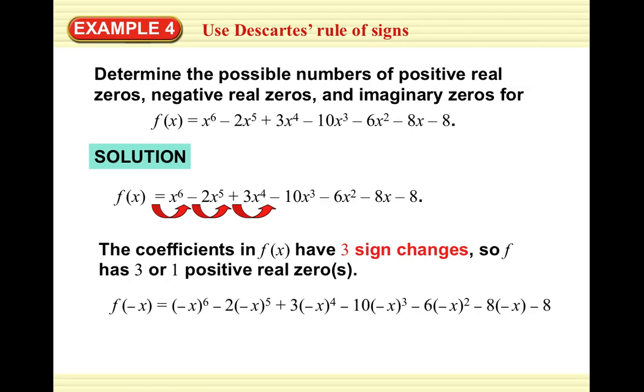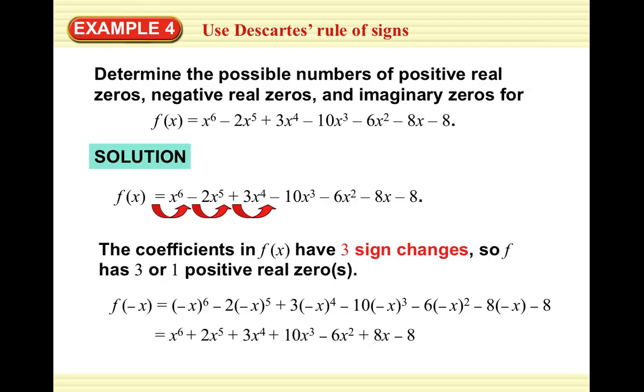Then plug in negative x. What's going to happen when you have negative x? All right, so negative x squared minus 2 times negative x plus 3 negative x to the 4th minus negative x to the 3rd plus 6 times negative x squared minus 8 times negative x minus 8.